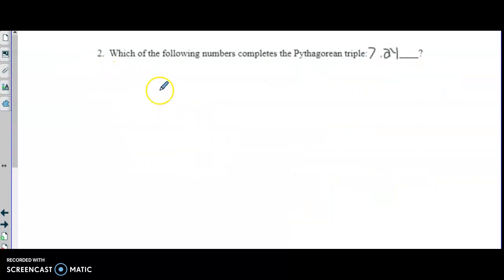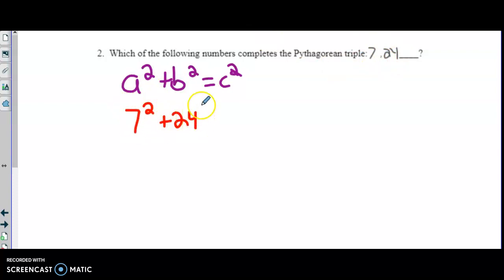Okay, so on to this one. We want to know what completes the Pythagorean triple. Okay, so we know the Pythagorean theorem is a squared plus b squared equals c squared. And if it's a Pythagorean triple, then we know this formula has to work. So we're just going to plug in our values least to greatest. 7 squared plus 24 squared equals, we don't know, squared, right? There's a blank, we don't know it. So then we're going to do some solving.